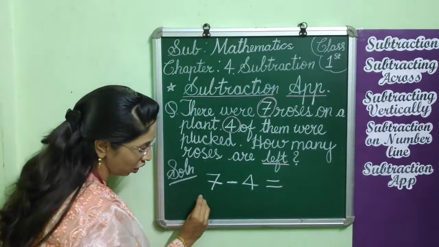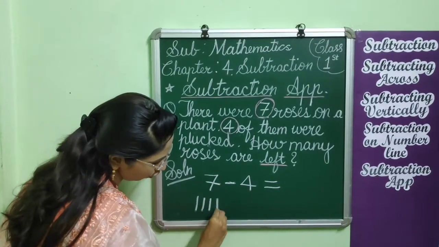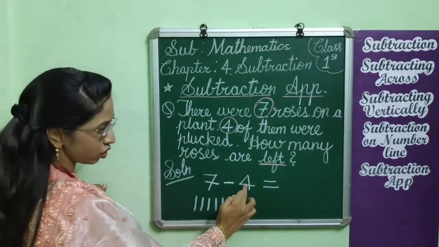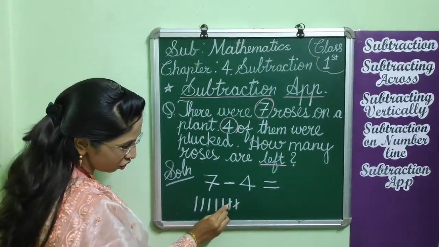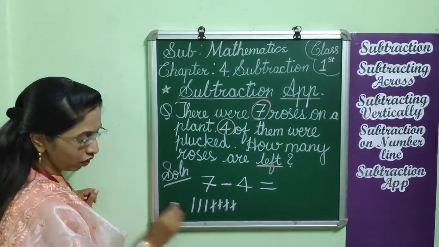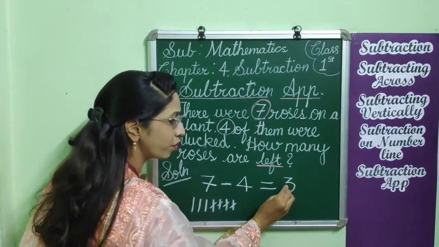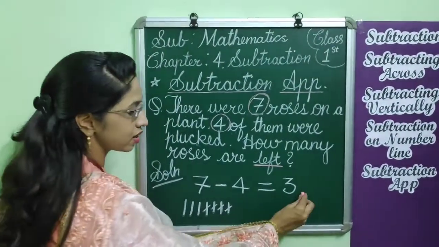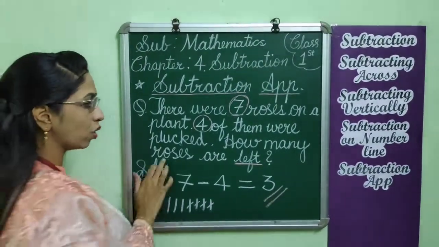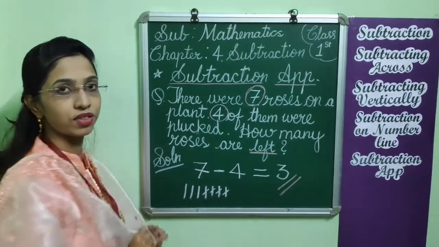To solve this in a simple way, you can also do it like this. What is this? 7. Draw 7 lines. 1, 2, 3, 4, 5, 6, 7. You have to cut 4 lines. 1, 2, 3, 4. What did we get? 1, 2, 3. 3 lines are remaining. So what is the answer? 3. So we got the answer. 7 minus 4 is equal to 3. How many roses are left? There are 3 roses left.